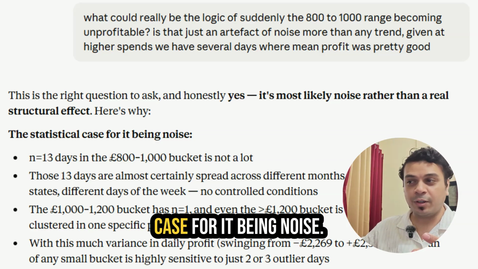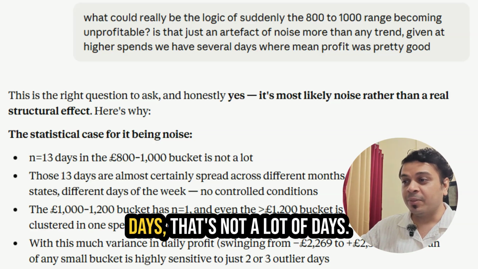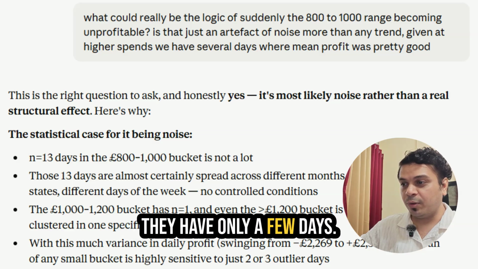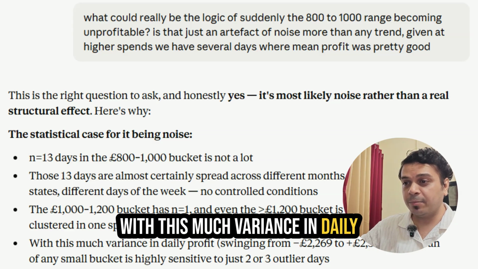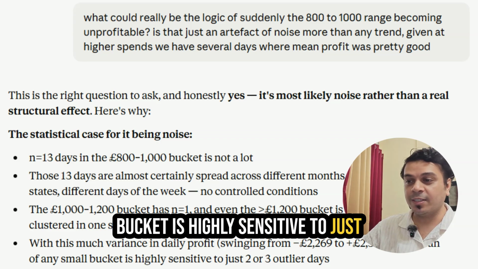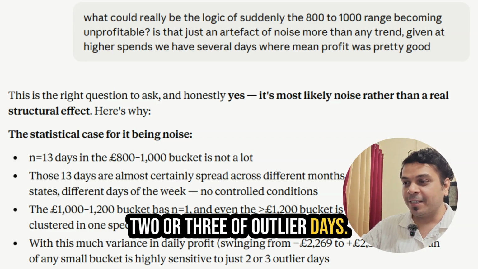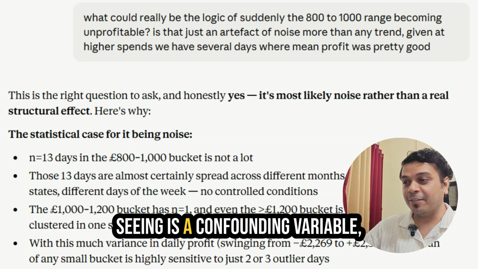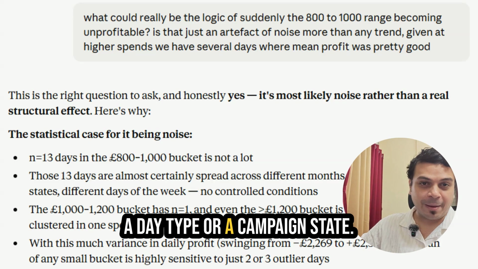There's a statistical case for it being noise, like n equal to 13 days. That's not a lot of days. And even the higher brackets have only a few days. With this much variance in daily profit, the mean of any small bucket is highly sensitive to just 2 or 3 outlier days. So rather than this being a genuine dead zone, what you're most likely seeing is a confounding variable, a day type, or a campaign state.